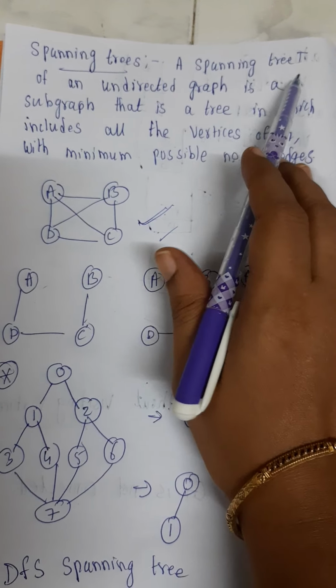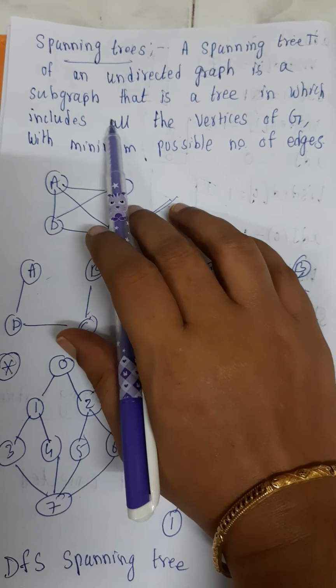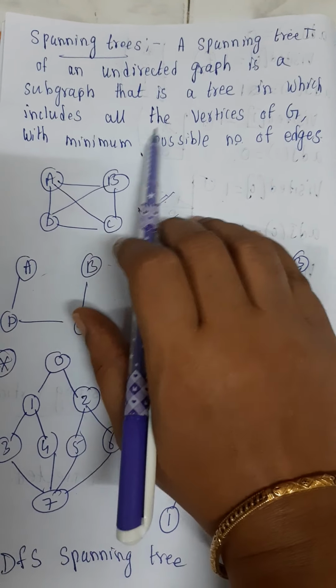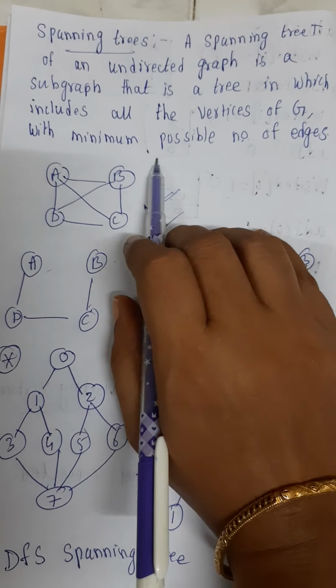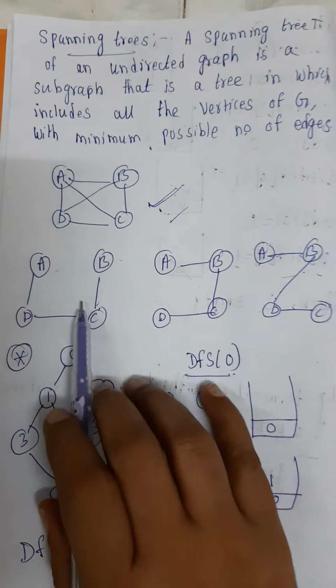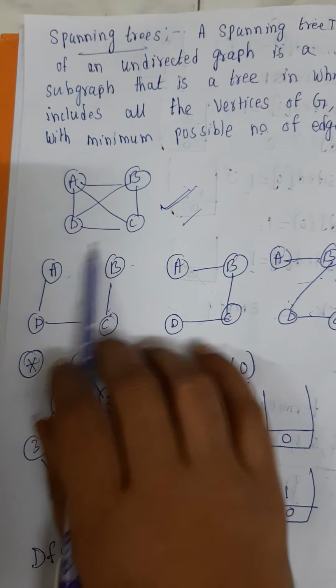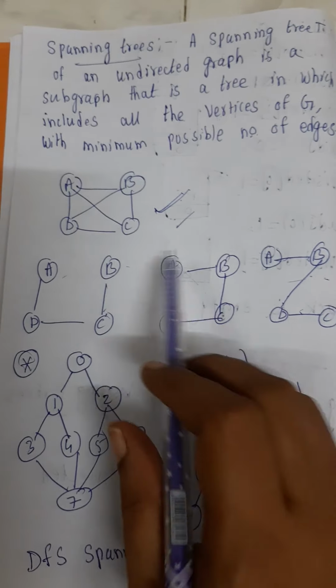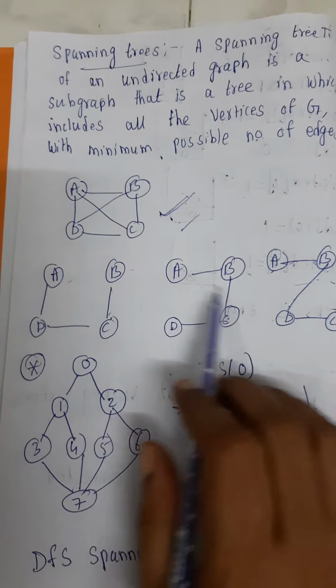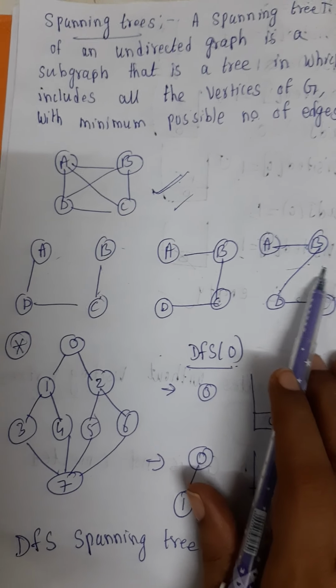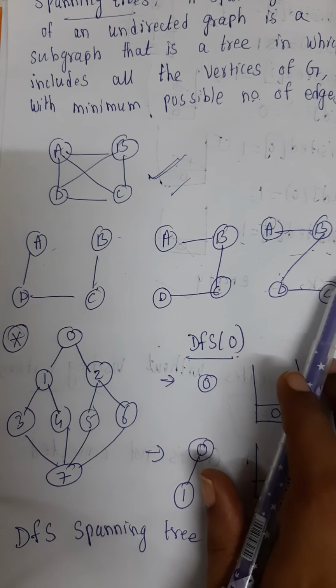So a spanning tree of an undirected graph is a subgraph that is a tree which includes all the vertices of G with the minimum possible number of edges. I said, right? Whatever vertices you have in the graph, all the vertices you should have in the tree also. That is a spanning tree.